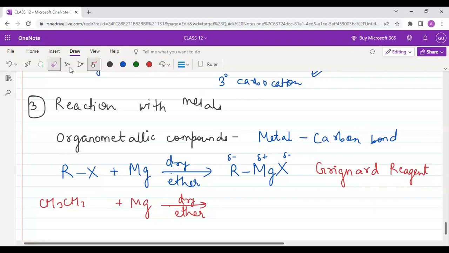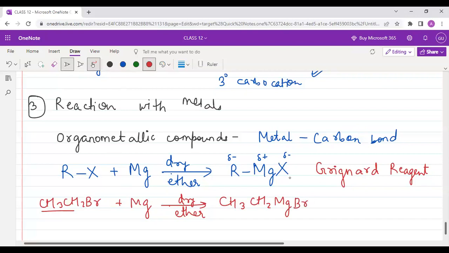Observe the first reaction. RX plus Mg is forming RMgX. So in this example, your R is CH3CH2, right? Yes. So first write down the alkyl group part, then write Mg, and then write X. And X is bromine here, so you'll write MgBr. That's it. So the product is CH3CH2MgBr.